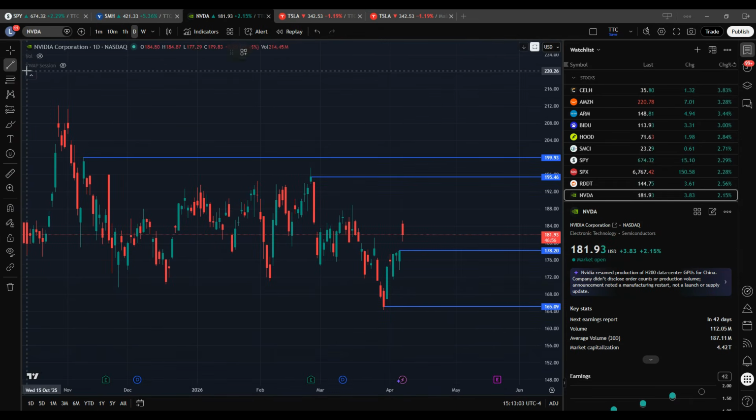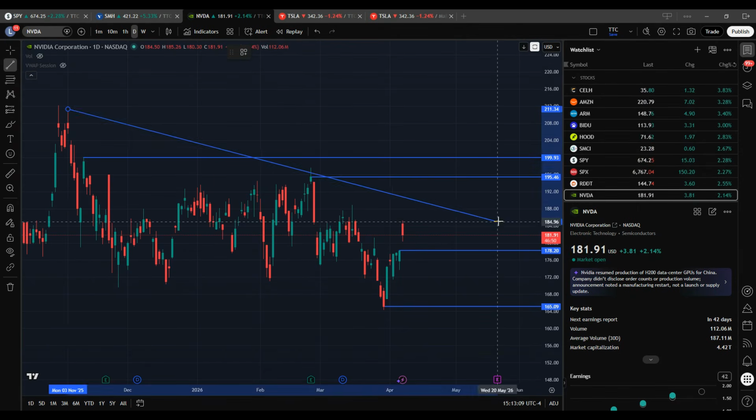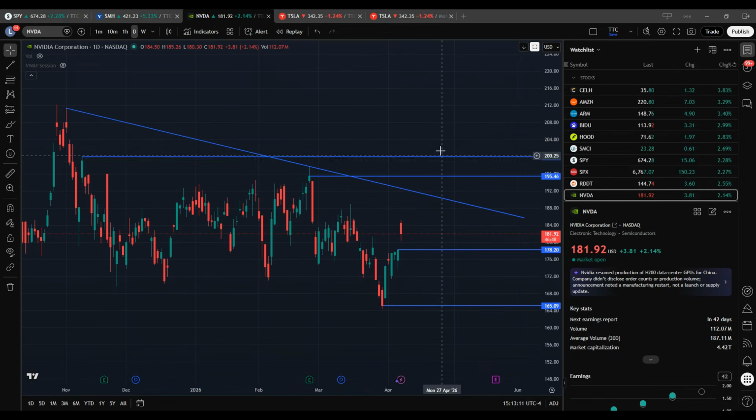But on Nvidia, watching a couple of down sloping trend lines here, namely this one. If we can break this down sloping trend line, we're looking at a move higher to at least $200 plus.